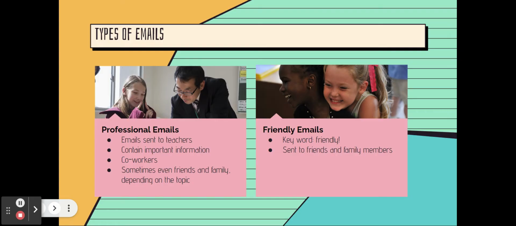Professional emails are those you send to teachers. They have important information. I also send professional emails to the coworkers and sometimes even to my friends and family, depending on the seriousness of a topic. Now, these are quite different from friendly emails, which is, of course, the keyword there is friendly. You send those to your friends and your family members. They're not as formal.